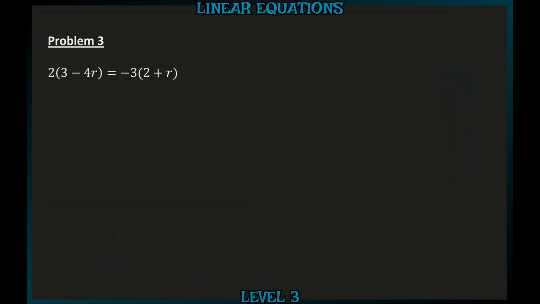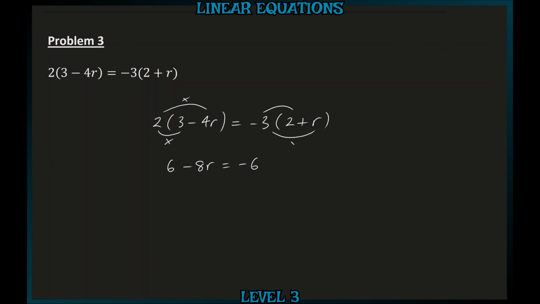In problem 3, we're solving the equation 2 multiplied by 3 minus 4r is equal to minus 3 multiplied by 2 plus r. Now since we have brackets on both sides of the equation, we can start by expanding these. So on the left, 2 times 3 is 6, and 2 times minus 4r is minus 8r. On the right, minus 3 times 2 is minus 6, and minus 3 times r is minus 3r.